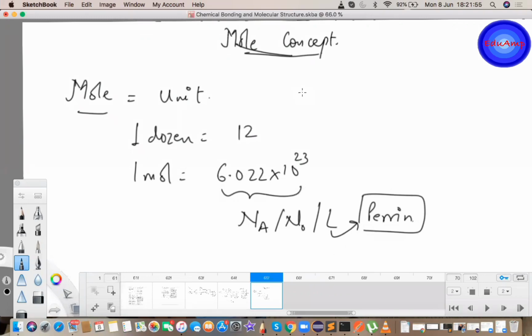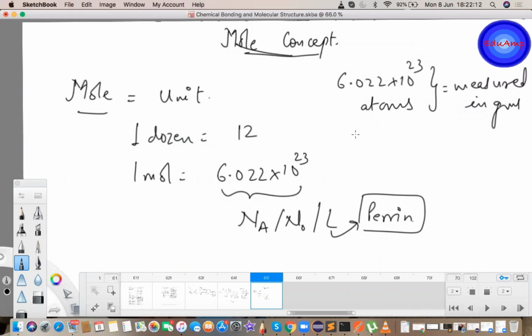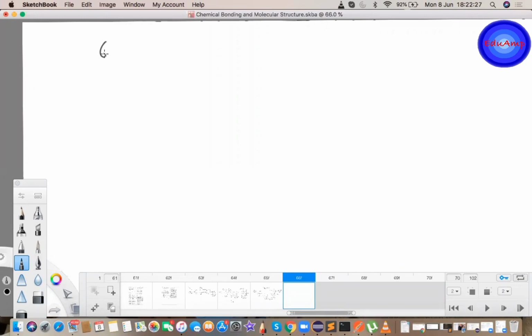Always remember, 6.022 into 10 to the power 23 atoms will always be measured in grams. For example, if you take 6.022 into 10 to the power 23 oxygen atoms, then the mass will be 16 gram. If you take 6.022 into 10 to the power 23 nitrogen atoms, then it will weigh 14 grams.